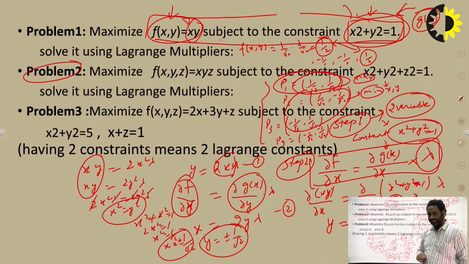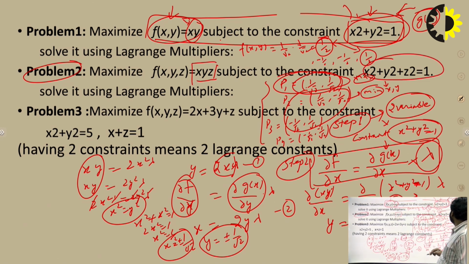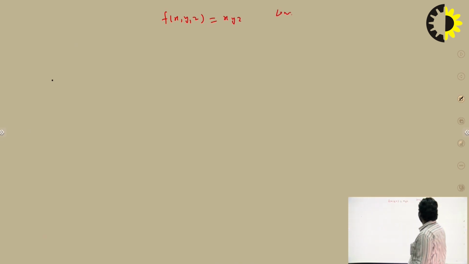Problem 2, in which we have a function having 3 variables, that is x, y, and z, and a constraint that is x square plus y square plus z square equal to 1. So let's solve this one. We have a function f(x, y, z) equal to xyz, and a constraint that is x square plus y square plus z square equal to 1.